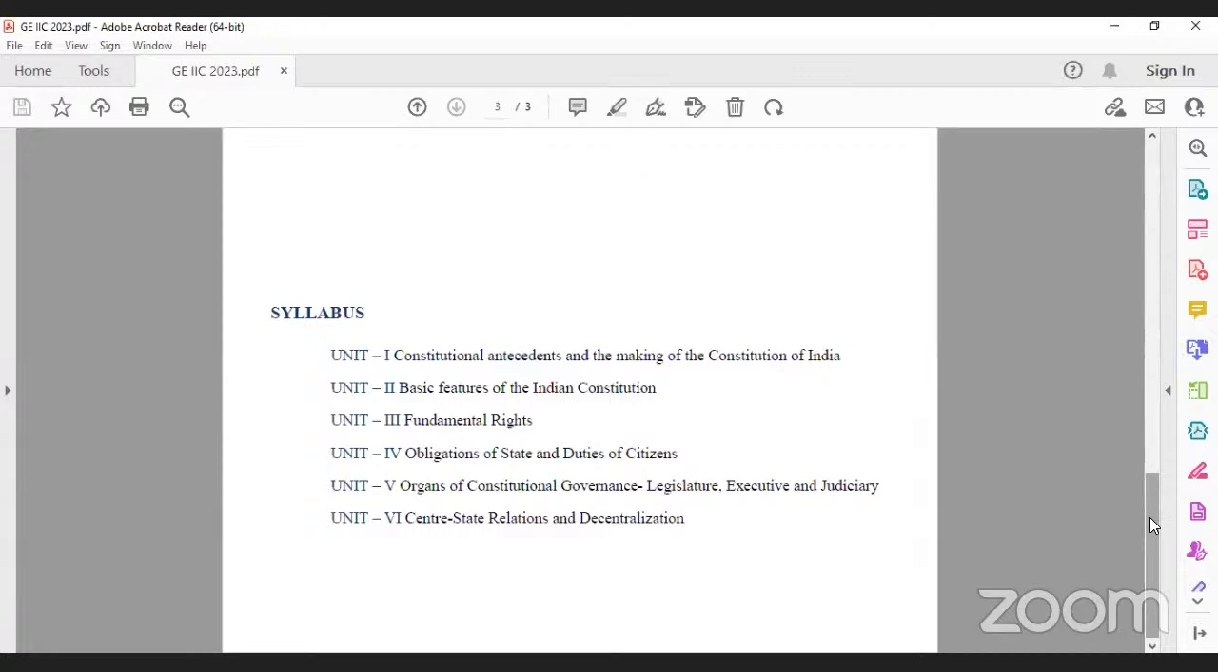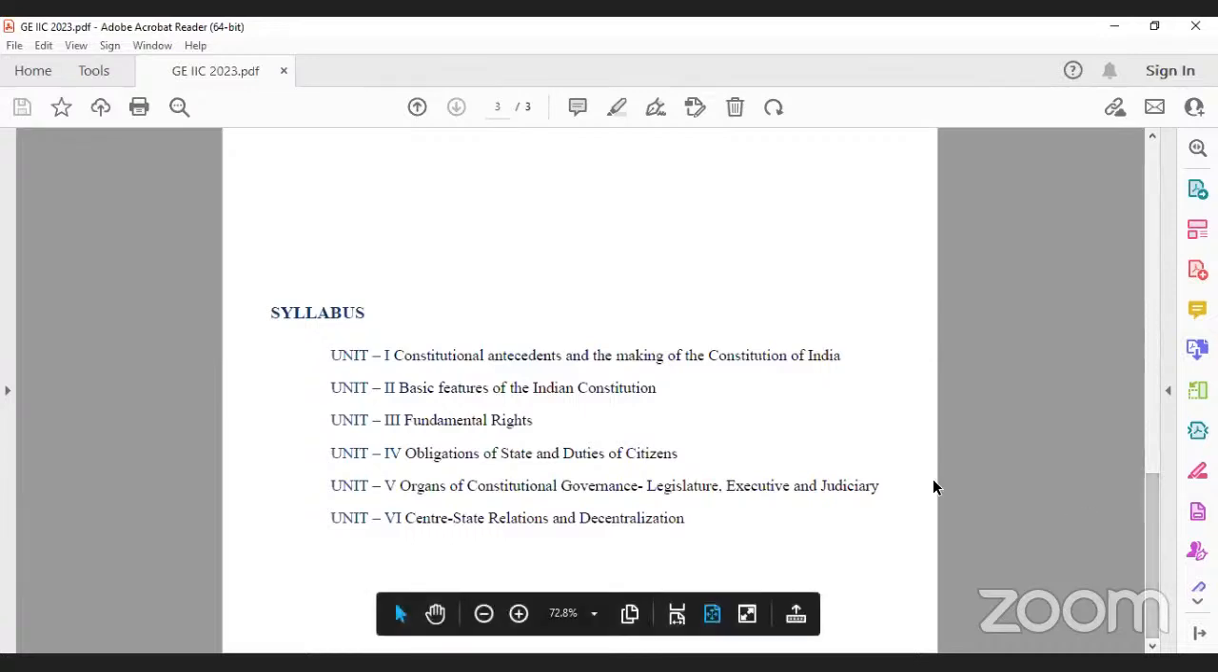Apart from the historicity of Indian Constitution making, basic features, rights, duties, and obligation of the state, the paper also focuses on the different institutions, the frameworks in the making of these procedures, and also the unit 6 focuses on the different functionalities between center and state and the decentralized model of governance. This is all about the paper.